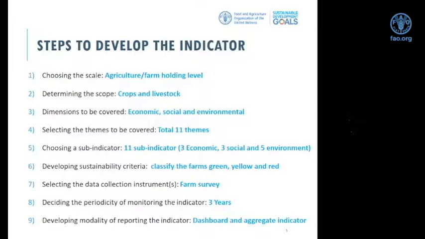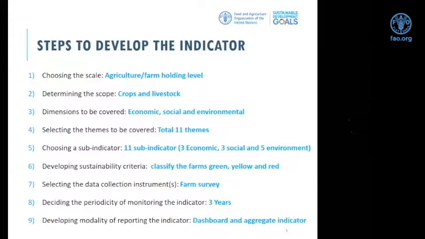We then zoomed inside the dimensions into what we call themes or aspects. So in total, we have 11 themes within the framework of SDG 2.4.1. And then the sub-indicators that are needed to measure progress within each theme. So in total, we have 11 sub-indicators, three in the economic dimension, three in the social dimension, and five in the environmental dimension. Then, of course, one key aspect that we established was sustainability criteria or thresholds for each sub-indicator at a farm level to classify the farm and the agricultural area that it owns or operates into sustainability statuses, that is to assign it red, yellow, or green color, which I will explain in the next slides.